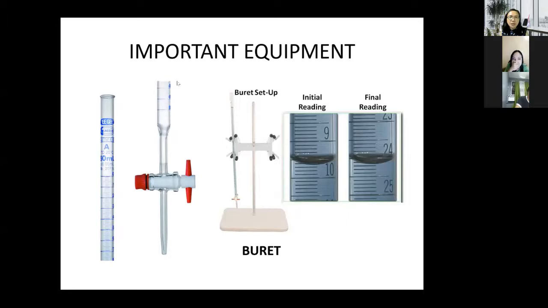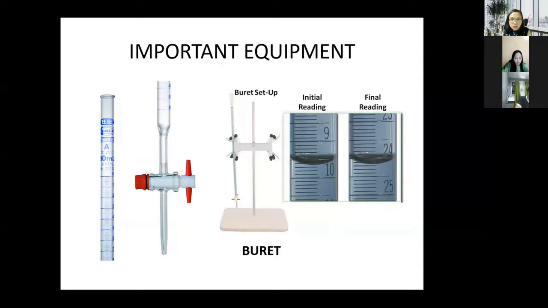Sige, practice tayo. Question number 3. What is the initial reading in the burette? The correct reading is actually 9.65 or 9.60. I have seen mayroong nag-answer ng 9.62. Very good. Kasi nga, lampas siya ng 9.6.